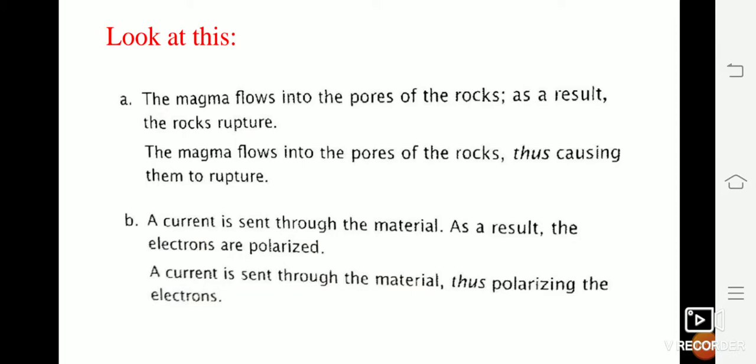The magma flows into the pores of the rocks. As a result, the rock ruptures. So as a result, it shows you the effect, and before that is the cause, okay? Or: the magma flows into the pores of the rocks, comma, thus causing them to rupture. Okay. Can you now look at the difference?